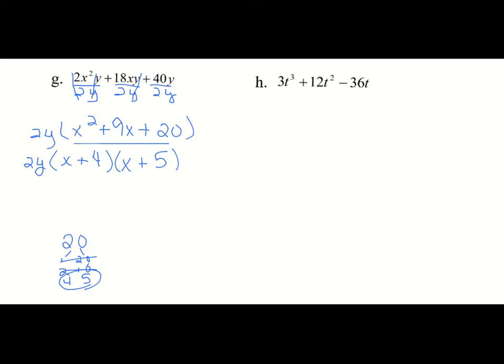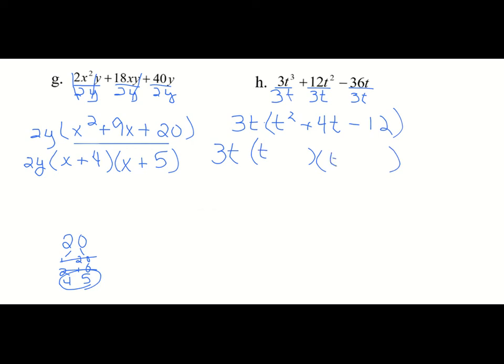Same thing with H. If we take a look here at H, is there a greatest common factor we can pull out? There definitely is. We can pull out a 3t. So I'm going to factor out a 3t. When I do that, I'll leave it out here on the outside, and it's going to leave me with t squared plus 4t minus 12. And then we've got to factor the trinomial if we can.